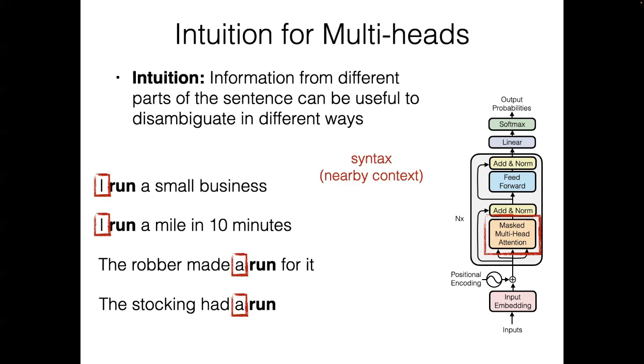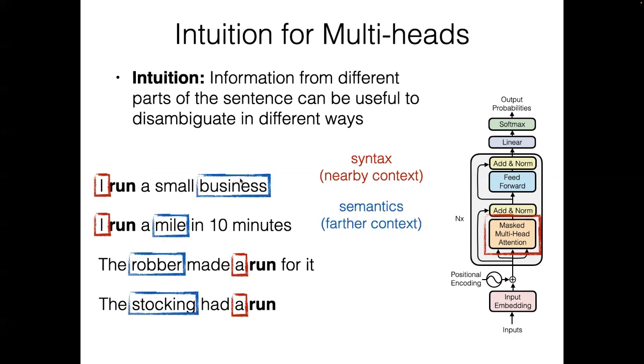And so an example here is, you might want to attend to the word I because it's this useful piece of syntax in the sentence. But you might also want to attend to something further away, like the word business here or the word mile. And if we just take the softmax, then it's spreading the attention mass out. And so instead, we can have multiple copies of the attention, and they can individually attend to different things. So that's the intuition for what's called multi-head attention.